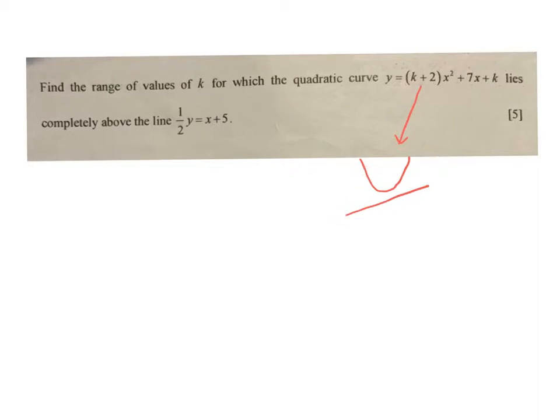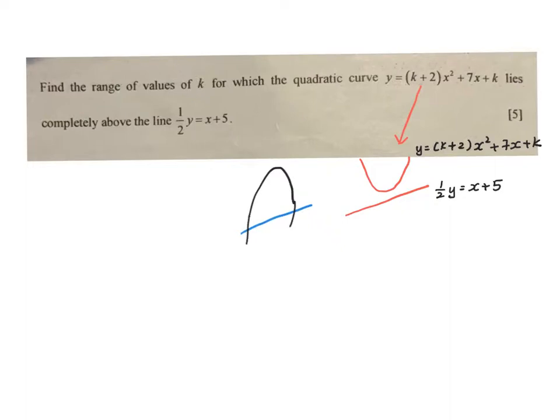So this scenario will look something like that, where y equals k plus 2 x squared plus 7x plus k will lie completely above the line half y equals x plus 5. It's not possible to have a situation where your curve is a sad face and still lies above the line, because if it's a sad face, the curve will definitely intersect.